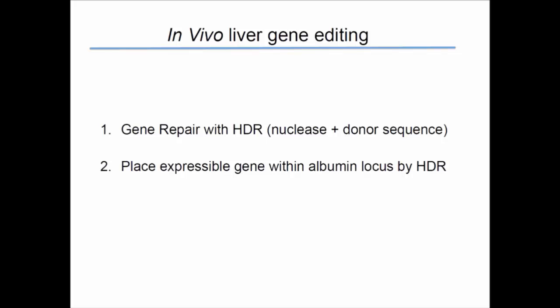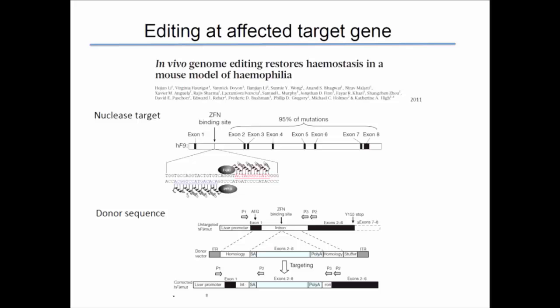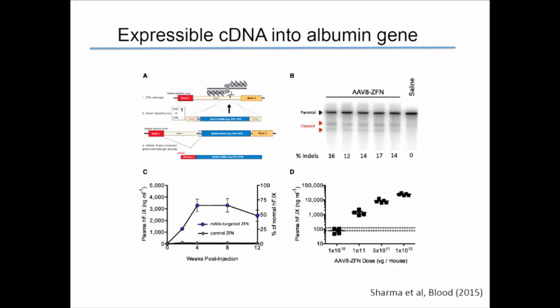Example of the first kind of approach was actually published a number of years ago in a model for hemophilia from the laboratory of Kathy High, in which one used a nuclease to essentially make a cut within the factor 9 gene, and then to use a donor sequence to correct a factor 9 mutation nearby. And when one makes a double-stranded break in the DNA, it allows this kind of repair to occur, and this can be done in mice.